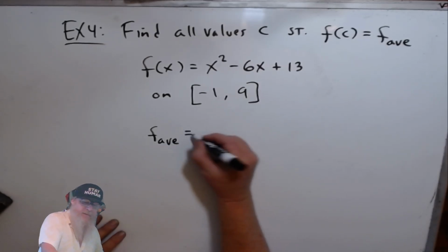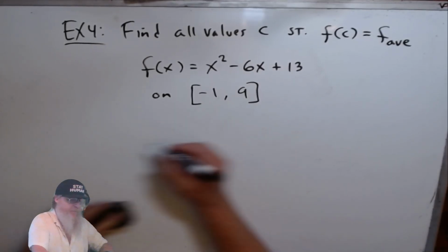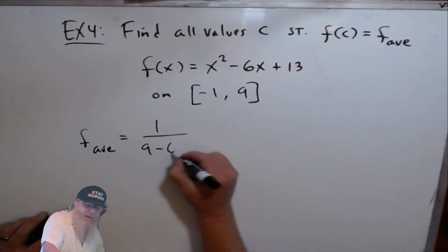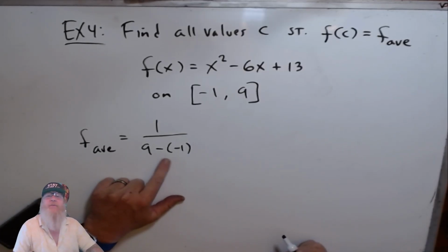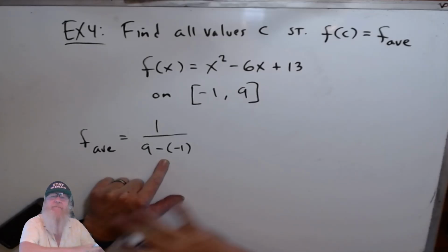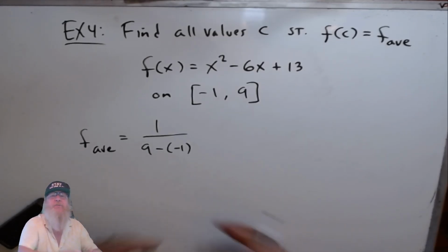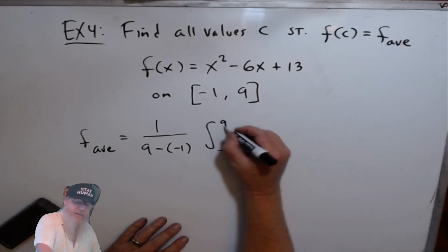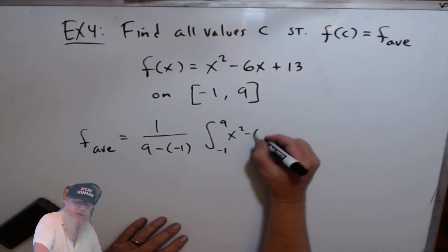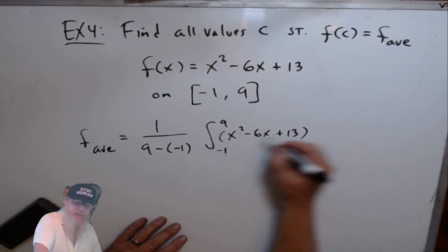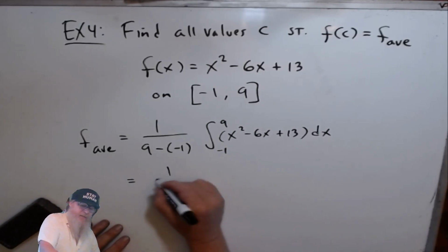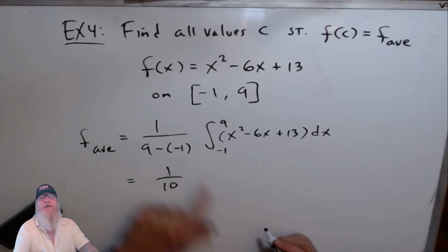f bar is 1 over 9 minus -1. Be careful. I have seen people do everything right, but then they'll go 9 minus 1 and they'll get 8. And that screws everything all up. The integral from -1 to 9 of x squared minus 6x plus 13 dx. So that's 1/10, 9 plus 1.